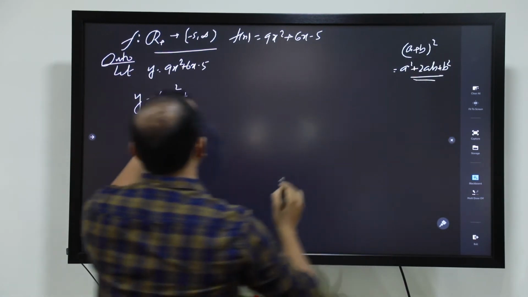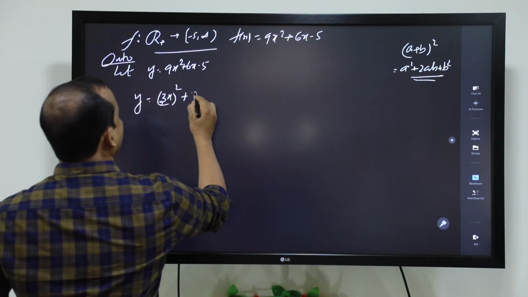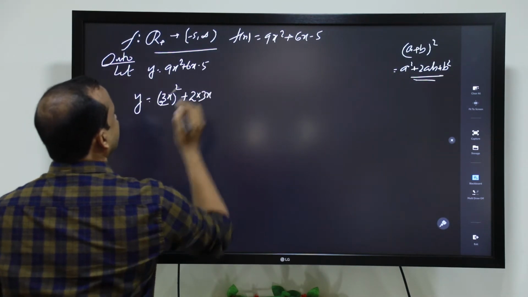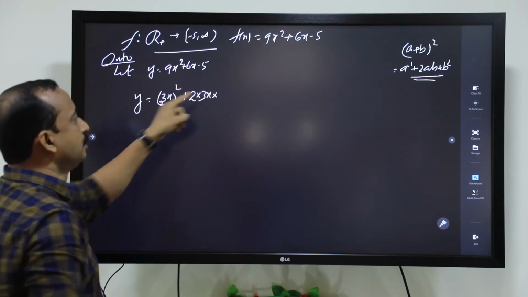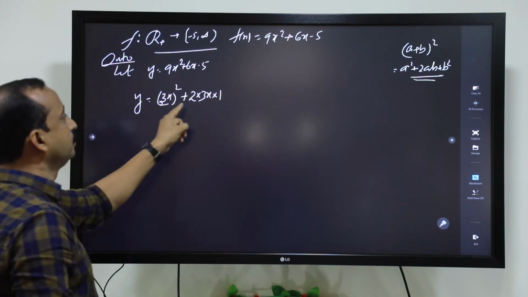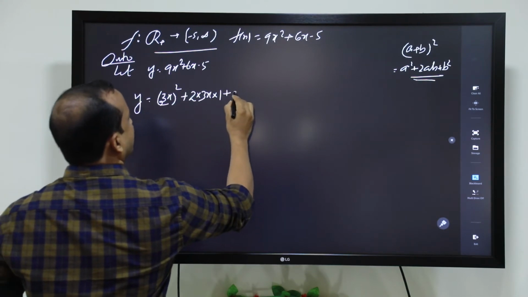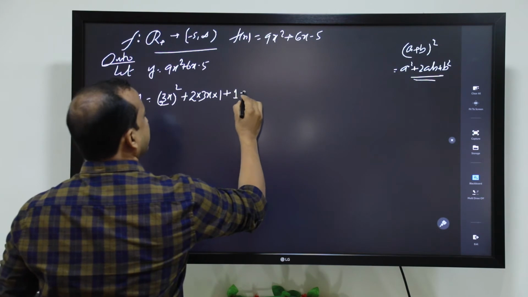That is, 9x square can be expressed as 3x the whole square. Then 2 into a, corresponding to 3x, gives 2 into 3x into b. But 2 into 3x already gives 6x, so b is 1. Plus b square, b corresponds to 1, 1 square is 1. So we add 1 and cancel it with minus 1.